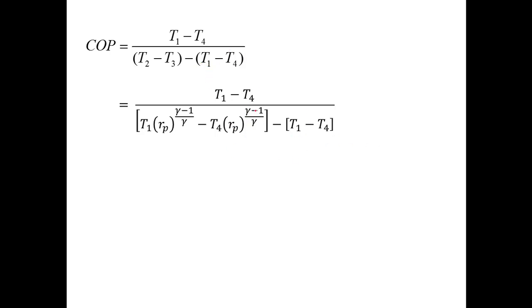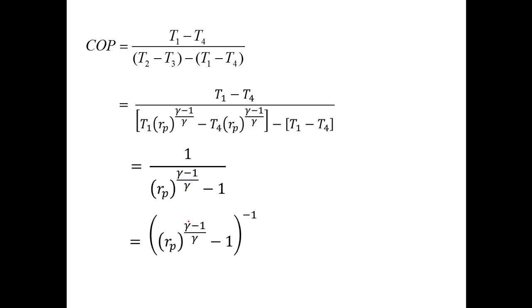Now we can take this term common, and what will be remaining? The remaining will be T1 minus T4. Similarly here it will be T1 minus T4. The above is T1 minus T4, so this will be cancelled out. So the remaining will be 1 divided by (Rp raised to the power (gamma minus 1) by gamma, minus 1). So the final relationship is this one. That means the COP of the gas refrigeration system depends on the pressure ratio. If the pressure ratio is increasing, the COP of the gas refrigeration system is decreasing.